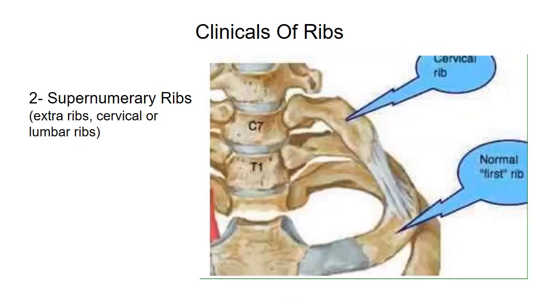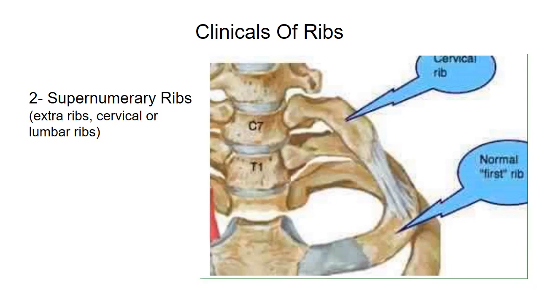Now, the second important clinical is the supernumerary ribs, which are also known as extra ribs, cervical or lumbar ribs. Usually we have 12 ribs on each side, as I have already told you, but this number may be increased by the presence of cervical or lumbar ribs, or the number may be decreased by failure of the 12th rib to form.